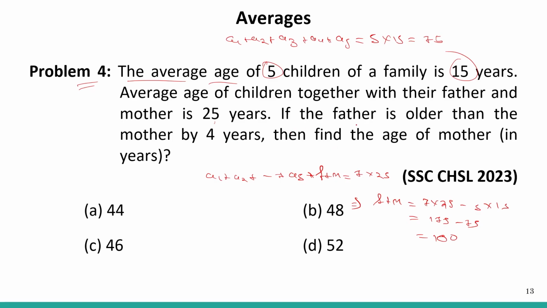So what we can say next is, if the father is older than the mother by 4 years, given that F minus M is equal to 4. So this implies that solving these two simultaneously, what we are left with is 2F is equal to 104. So F is equal to 52. Since the father is 4 years older than the mother, M is equal to 48.